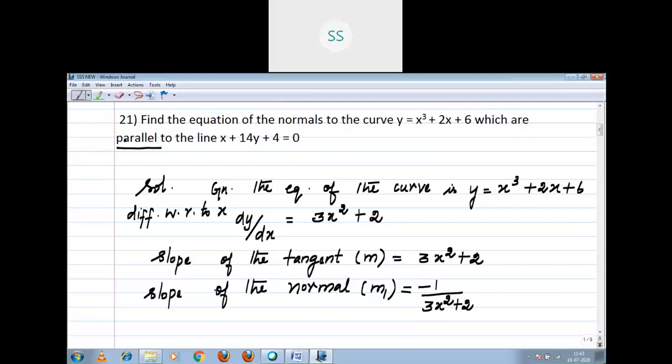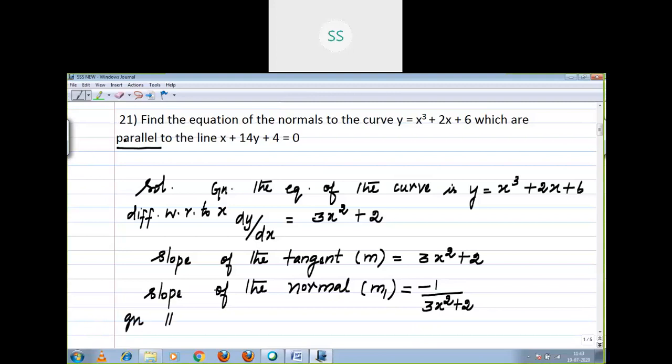Then we want to find the value of x and y, the coordinates we need. For that, we are going to use the word parallel. Here they gave that the normal is parallel to the line. It gives you that slopes are equal.